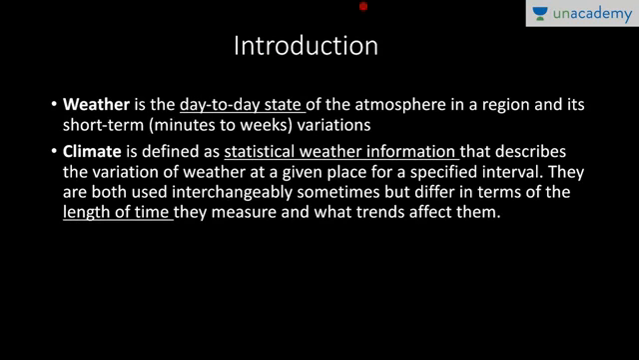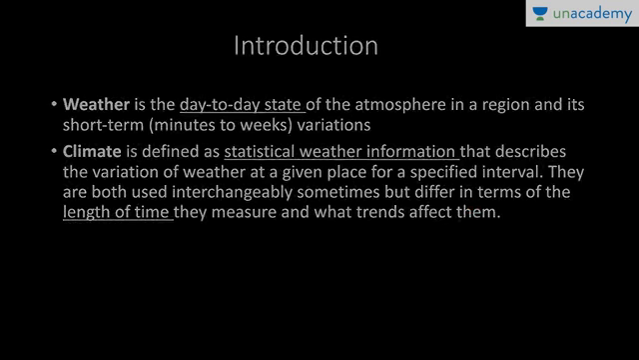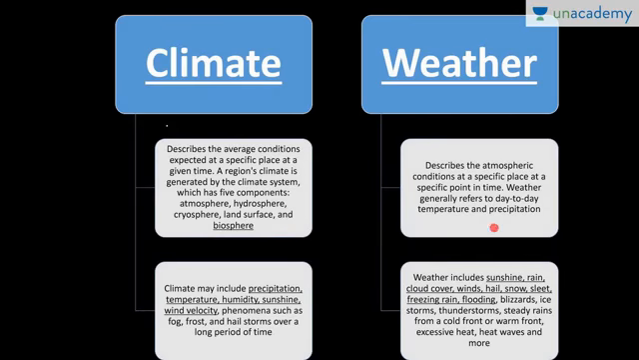Now, what is weather and what is climate, right? Weather is the day-to-day state of atmosphere in a region. Remember, it is day-to-day state, right? And climate is statistical weather information, that is, it is the average of weather conditions over a period of time, right? Although sometimes these terms are used interchangeably, they differ in terms of the length of time they measure, right? So let's discuss the difference between climate and weather.